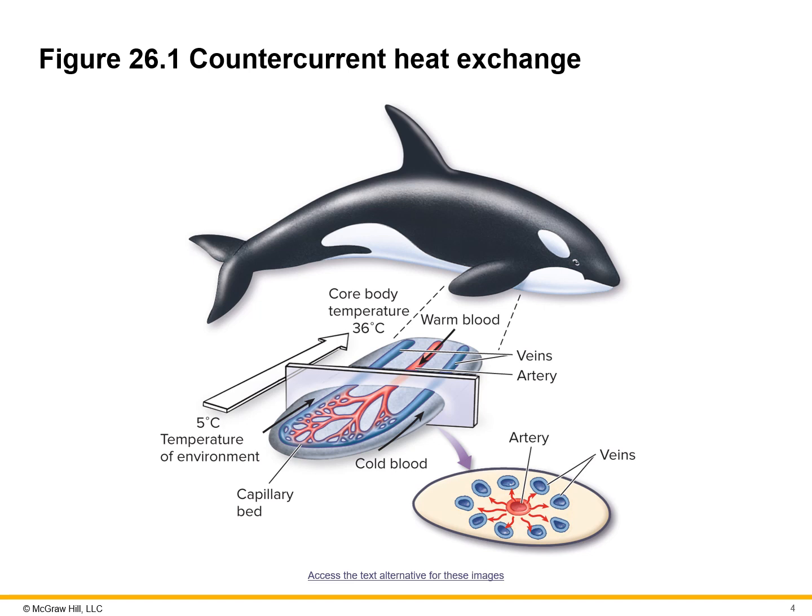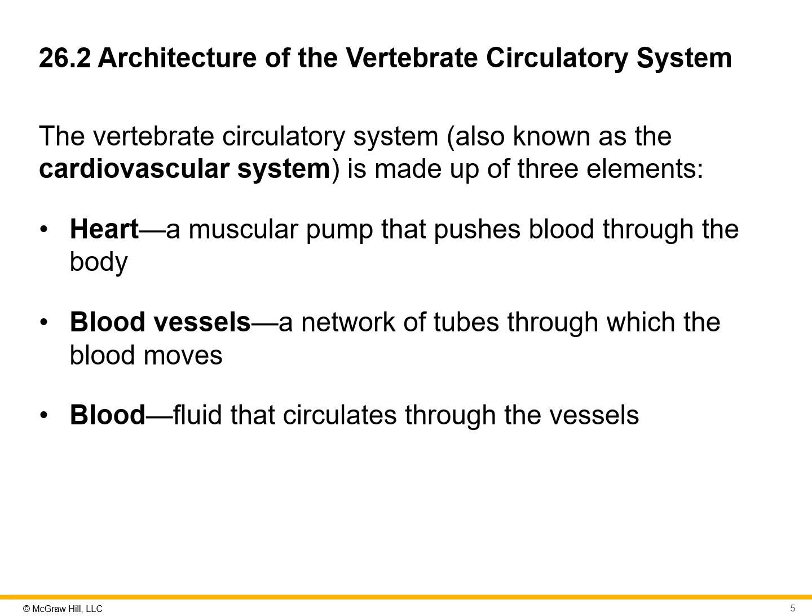So this countercurrent heat exchange that we see here, the warm blood versus the cold blood is going to keep that core body temperature about the same. So those arteries and veins, the arteries are kept in the center and the veins are kept on the outer side, and that's going to keep the core of that organism at a relatively normal temperature. So let's look at what this actually looks like.